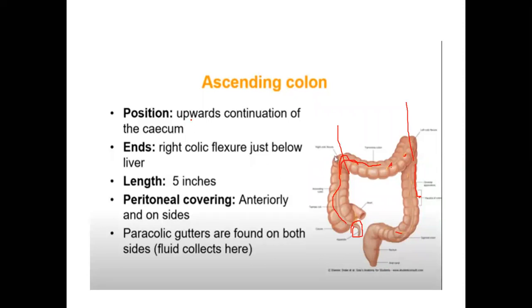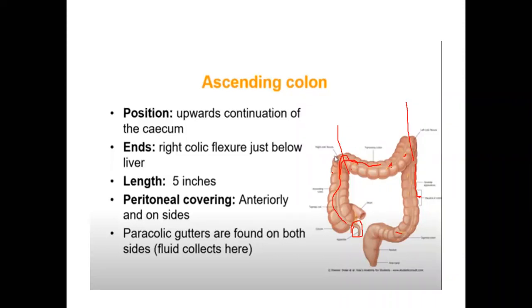So the ascending colon, from where it is beginning, it's the position. It is the upward continuation of the cecum. It's an upward continuation which is ending at the point of the right colic flexure, and below this part lies the liver, just below the liver. This part of the ascending colon is measuring 5 inches in length.